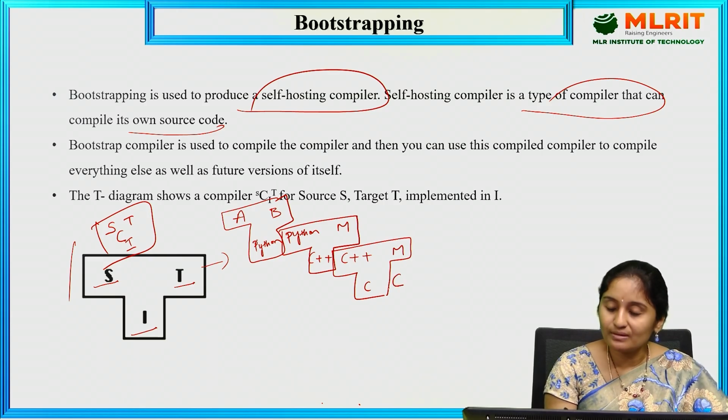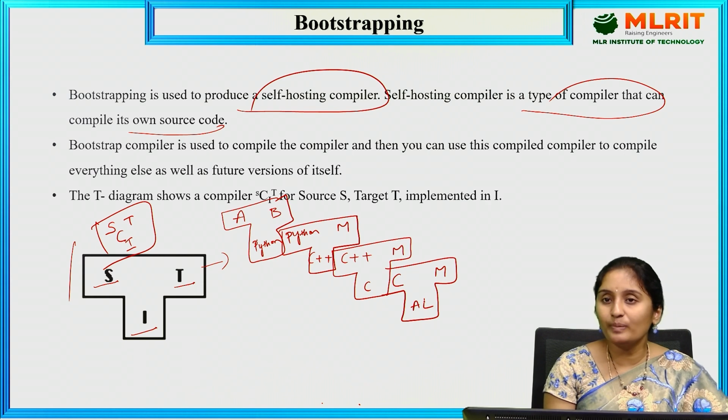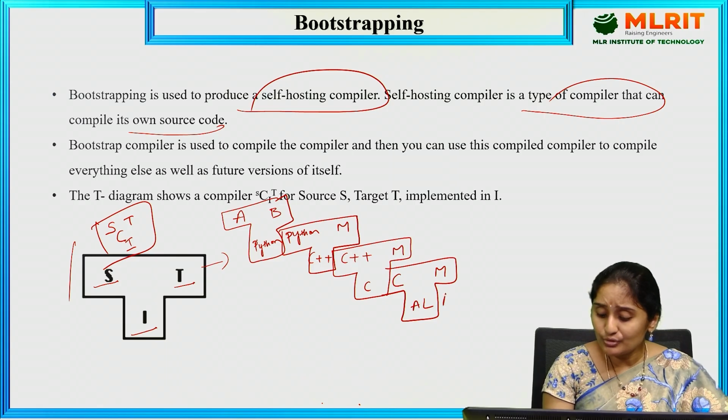In the next step, the C, which was the implementation language, will be our source code, and the target is the machine language, and we are going to convert it into assembly language. The implementation language is assembly language. This assembly language cannot be understood by the CPU, which understands only the machine code. So we are going to convert this assembly language into machine code. This assembly language is taken as the source code, we have the machine code as the target code, and the implementation language is the machine language.